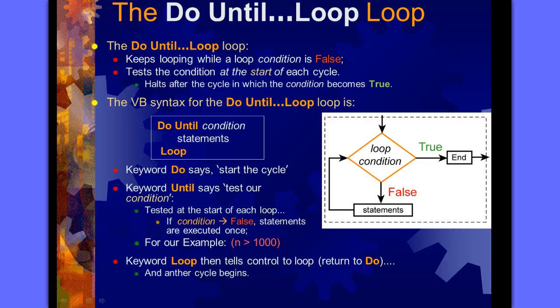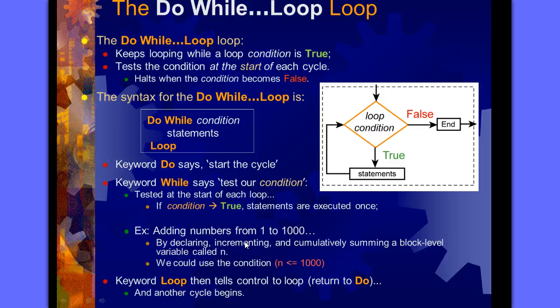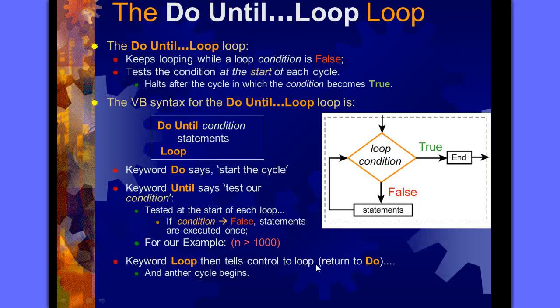The do until loop. If we did do until, then it keeps looping while a loop condition is false. So in that case, we'd want to say do until n is greater than 1,000, right? When we said do while, we wanted to do while n was less than or equal to 1,000. But if we wrote until, we'd say do until n is greater than 1,000. Okay? So, in other words, it keeps looping while the loop condition is false, not while it's true. That's when we use until.